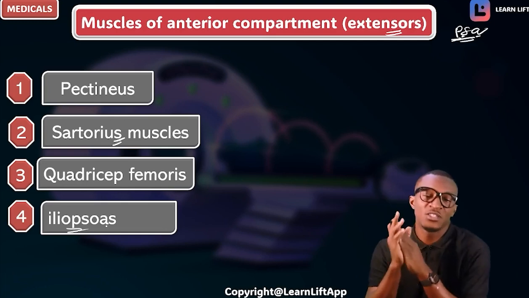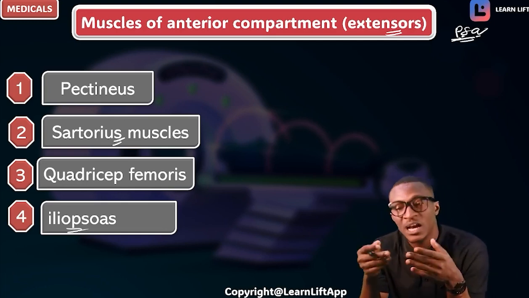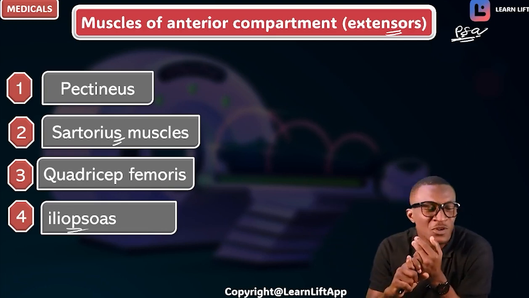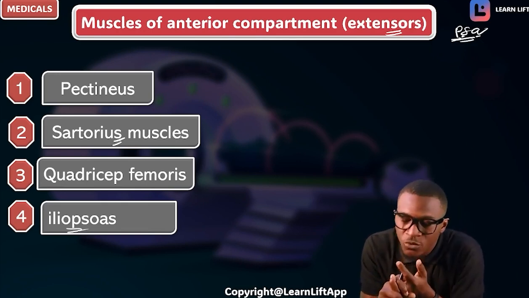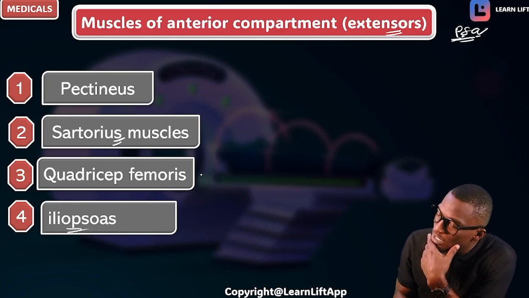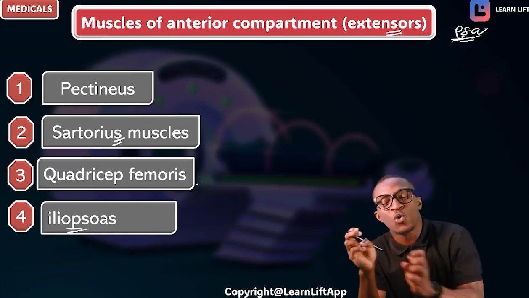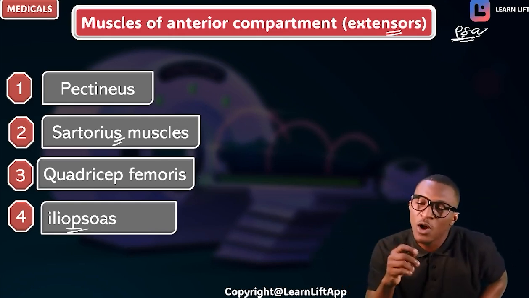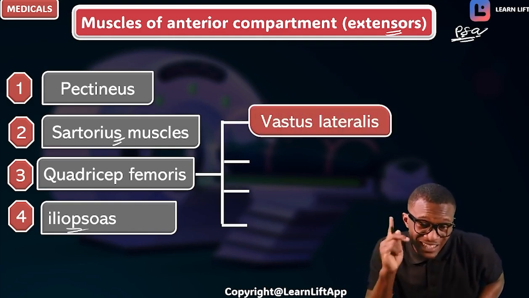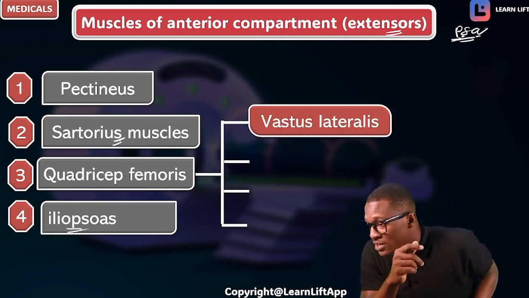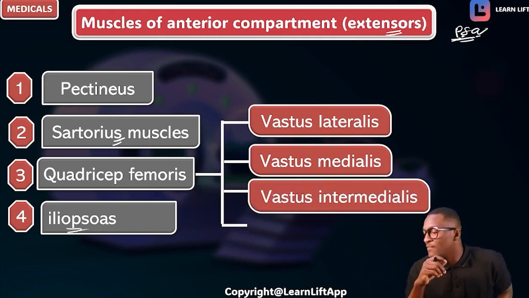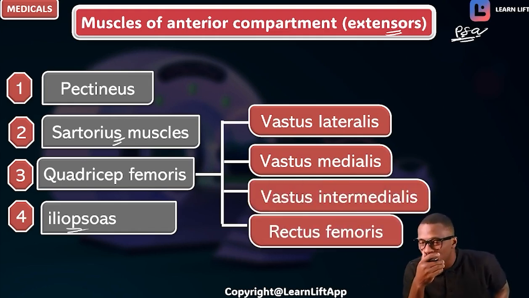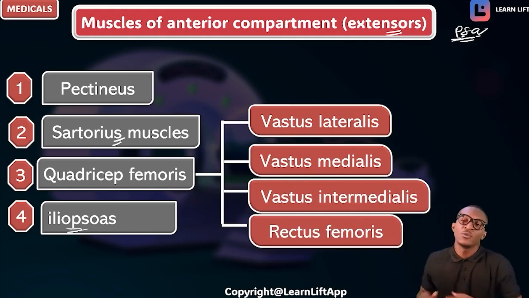Everybody, what are the anterior compartment muscles? We said it is called the PSQY, if you now add the iliopsoas. So the P is the pectineus muscle, S is the sartorius, also called the tailor's muscle, and we have the quadriceps femoris. The quadriceps femoris is now divided into 4, from the word quadri. Quadri means 4. Number 1, we have the vastus lateralis. Are you seeing that? The vastus lateralis, then the vastus medialis, then the vastus intermedius, and we have the rectus femoris muscle. These are the muscles of the anterior compartment.